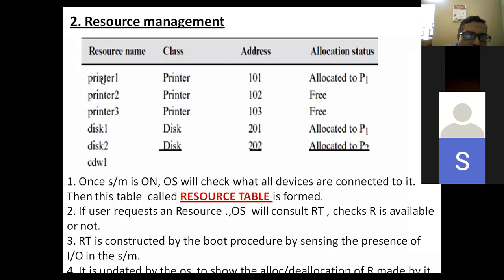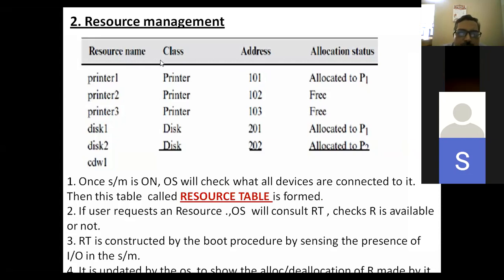For example, here printer 1, which is of class printer, having a starting address of 101, is allocated to process P1. Similarly, if I see printer 3 of class printer, having starting address 103, it is free here. This printer 3 has not been allocated to any process or program, hence it is showing as free. Whereas disk 1 of class disk, having starting address 201, is allocated to process P1.